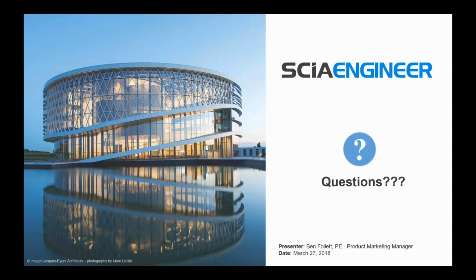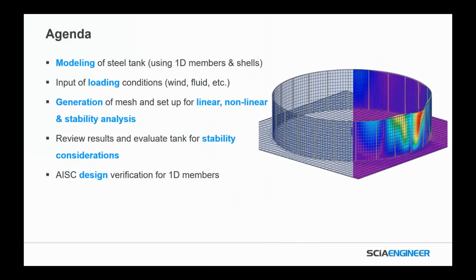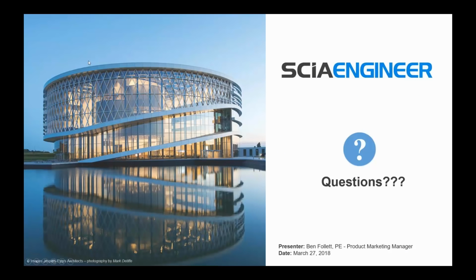Okay, so just a recap on the agenda here. We looked at some modeling of steel tank members, 1D members in the shells, the tank slab with the elastic foundation support under it. We created some loading conditions, wind, hydrostatic load. We talked a little bit about if we wanted to create a soil load on the outside, we could do that as well. We generated the mesh and ran our linear, nonlinear, and stability analysis. We reviewed the results and evaluated the tank for stability considerations. And finally, we looked at some AISC design verification for the 1D members, including that general cross-section, and looked at all that information in the engineering report. And so with that, I want to open up the floor to some questions.